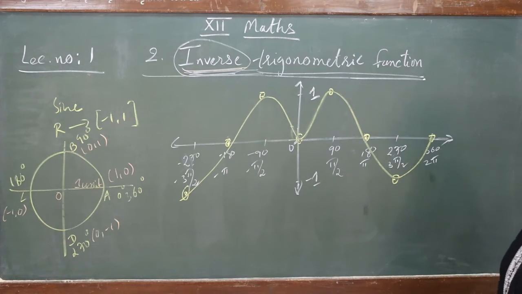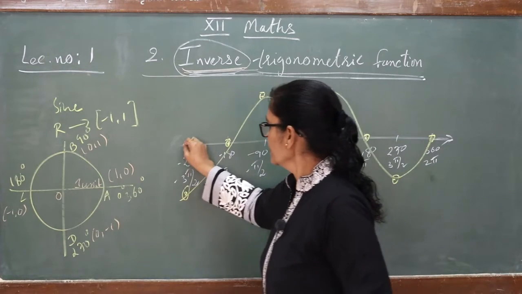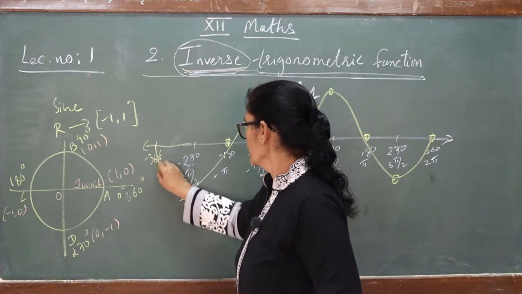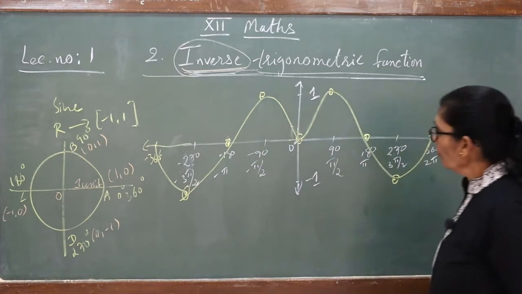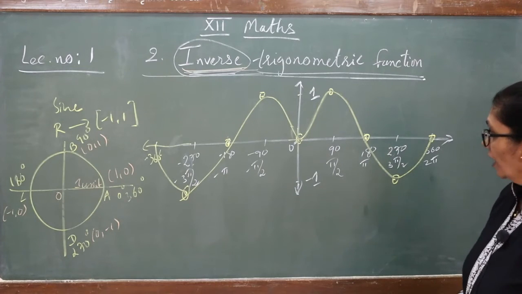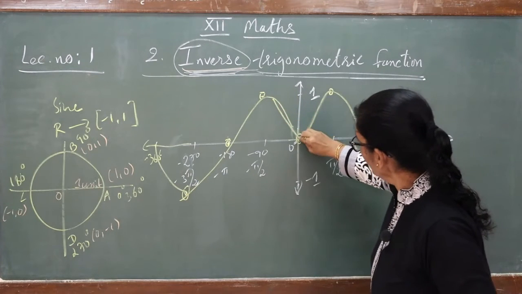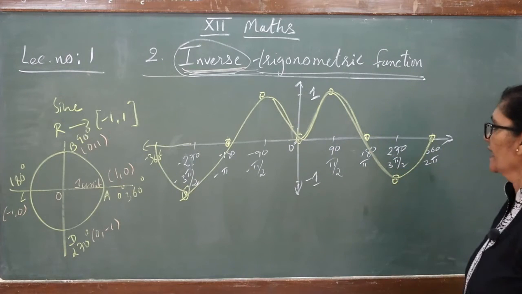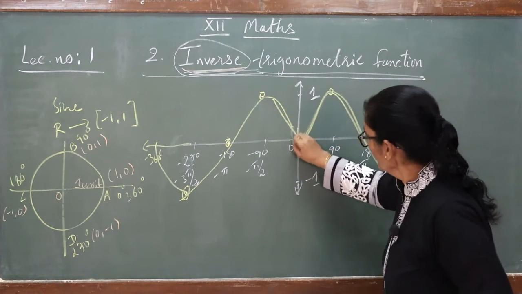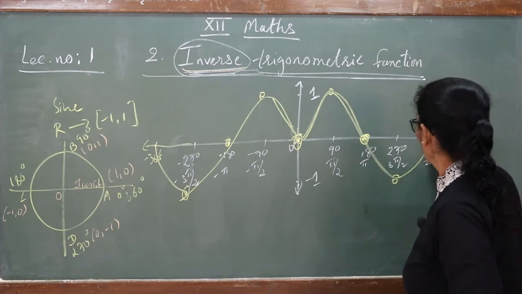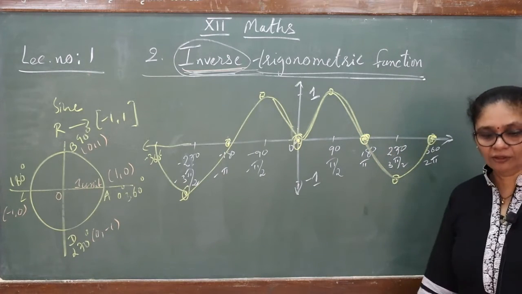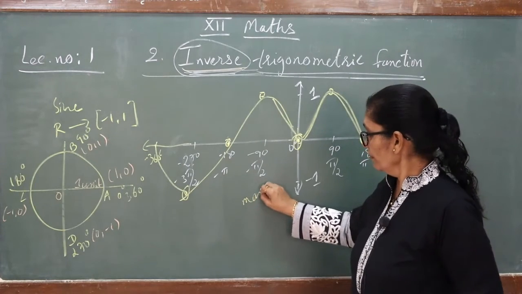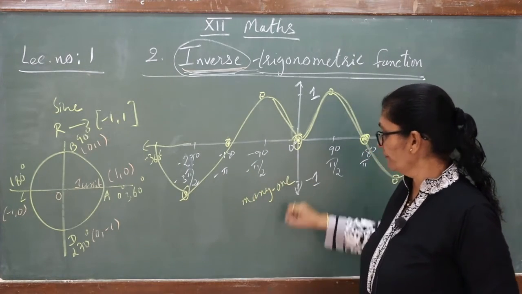This way we can complete our chain. Let's extend this up to 360 degree. So you can draw like this. What is the meaning of it? That our graph passes through the origin, and this way we complete one cycle. Now check: here 0 degree gives 0, here 0, here 0. So what is the meaning of it? This function became many-one. Many-one function means we cannot find the inverse.